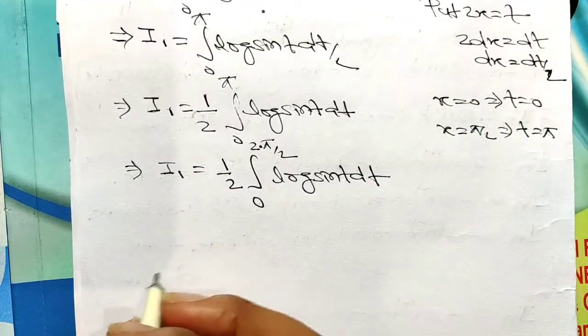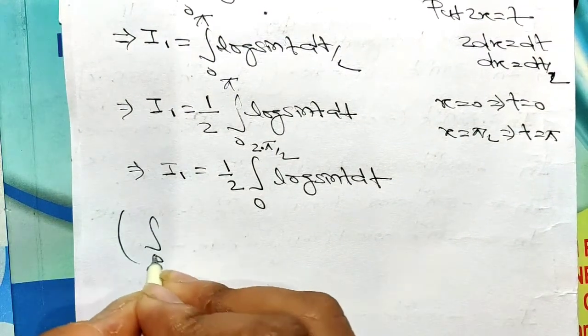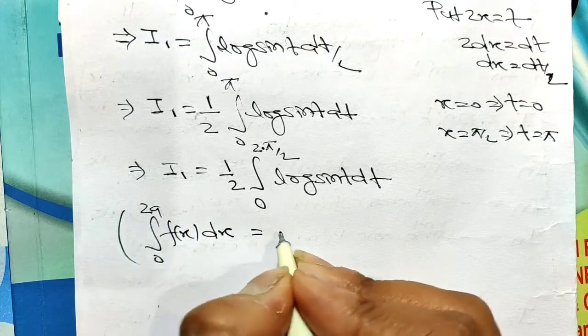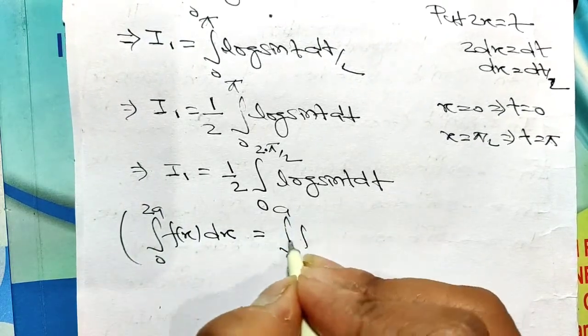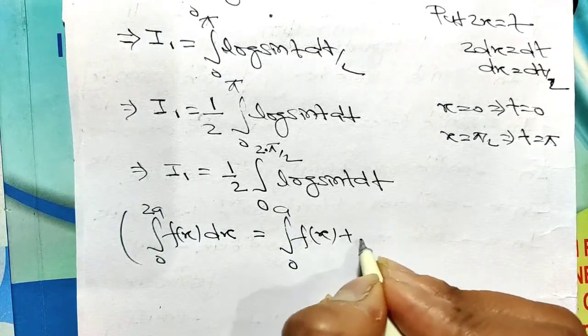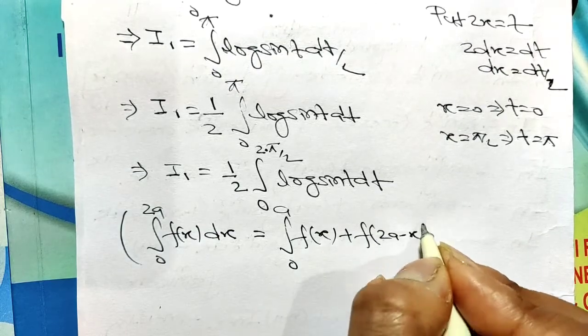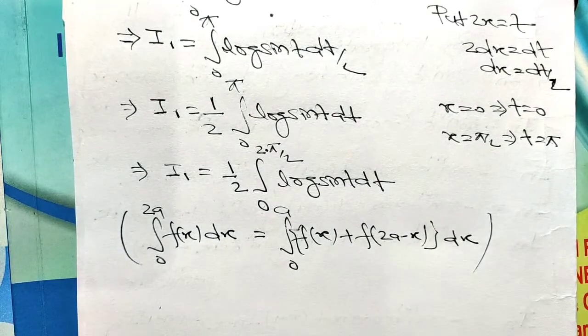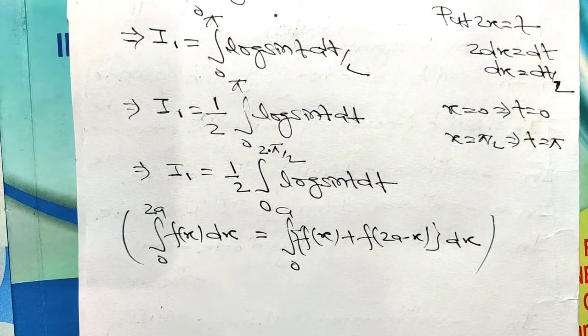I am going to write the property here: integral from 0 to 2a of f(x) dx is equal to integral from 0 to a of f(x) plus f(2a minus x) dx. So we are going to use this property here.